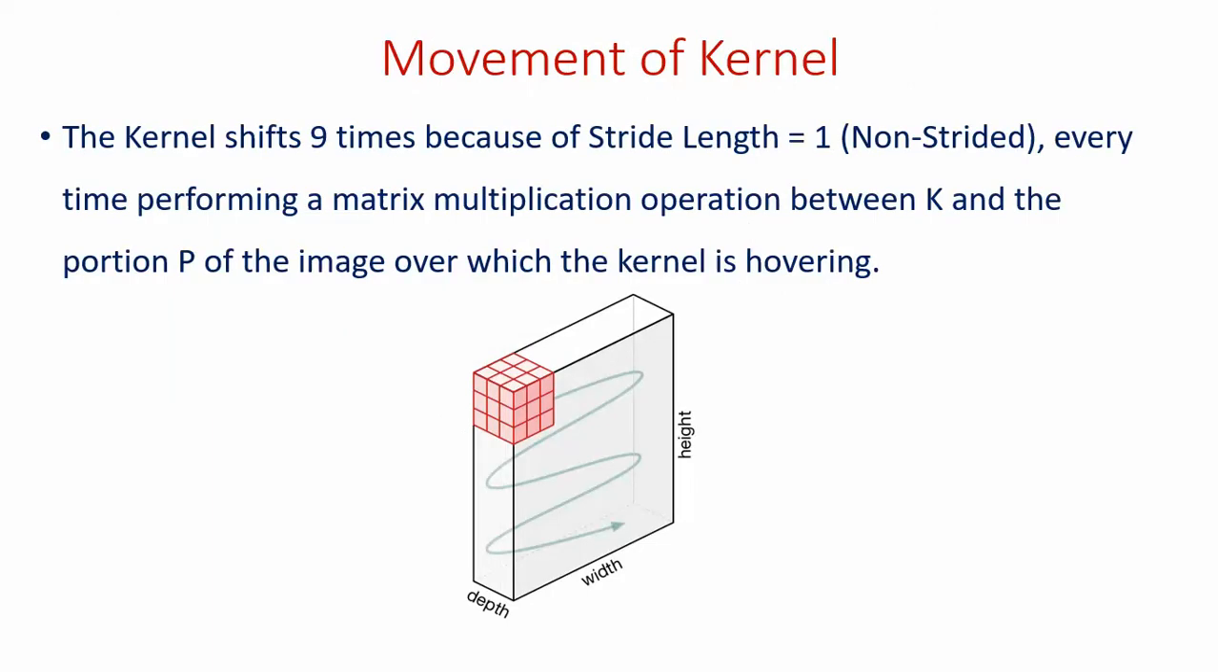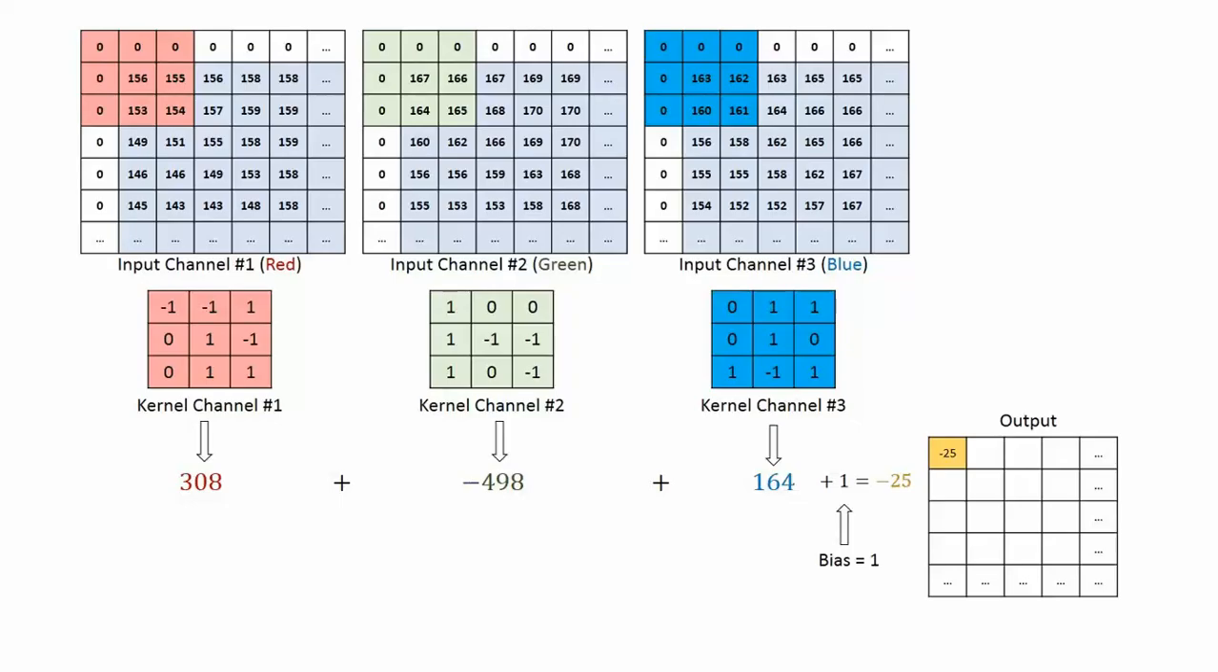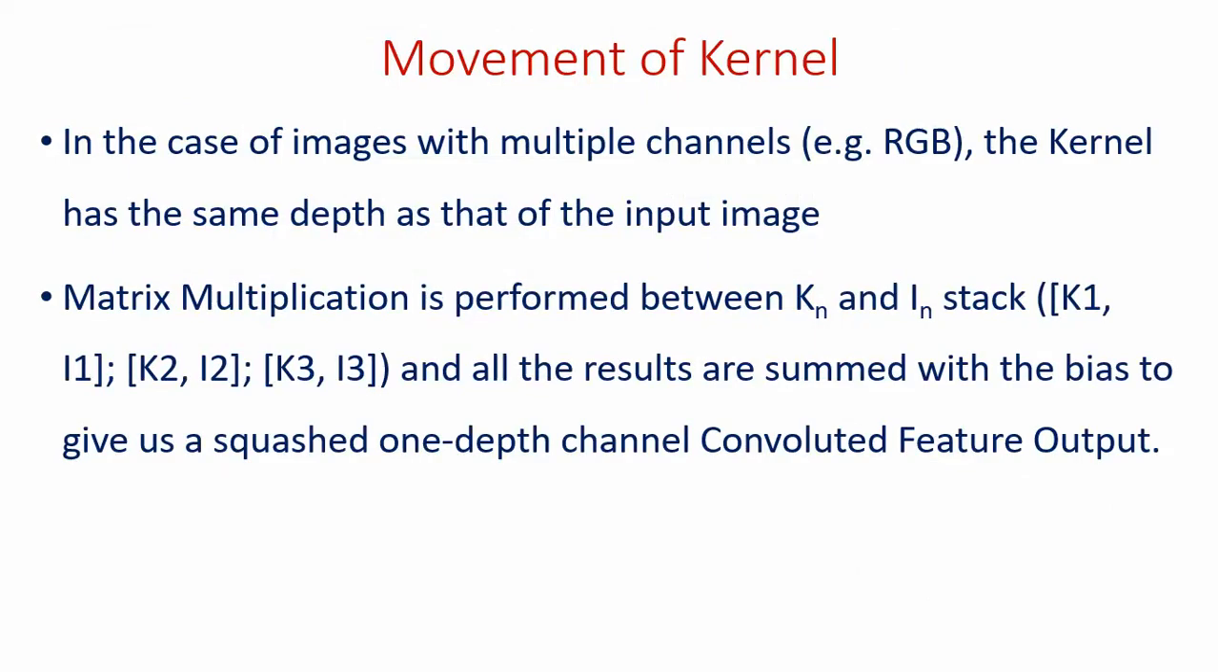So the kernel shifts 9 times because of stride length 1, non-strided. Every time, a matrix multiplication operation will be performed between the kernel and the position of the image where the kernel is hovering. So how is it going to perform with the red, green, blue RGB channels, which have the same depth as the input image? Let us see with the example.